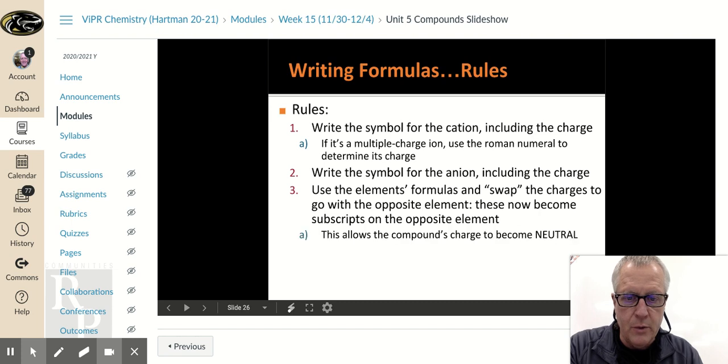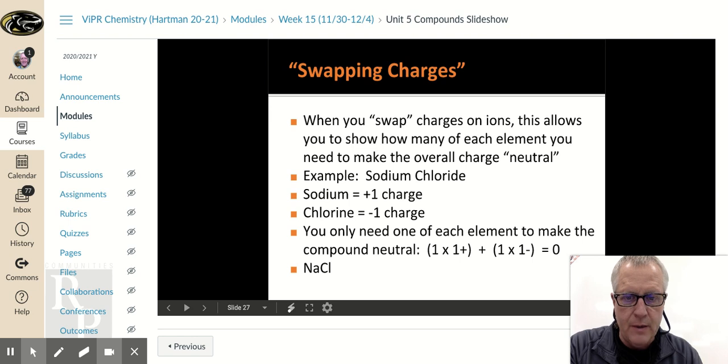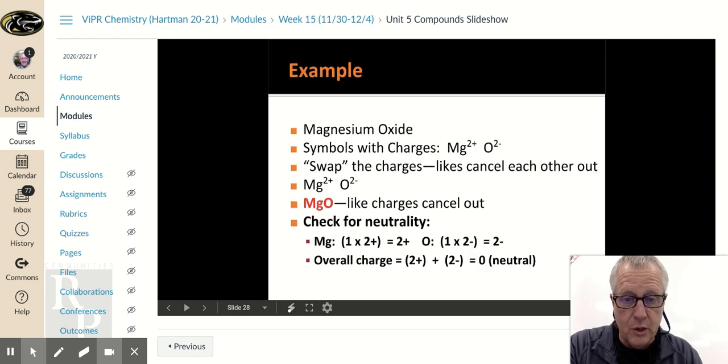But anyway, here are the rules. Write the symbol for the cation and then swap the charges. And if you do that and practice that, you will learn that will actually result in the actual formula itself. So here's an example.